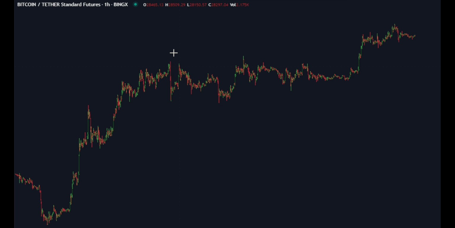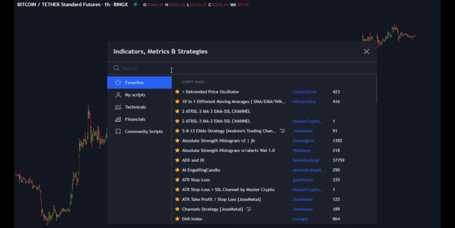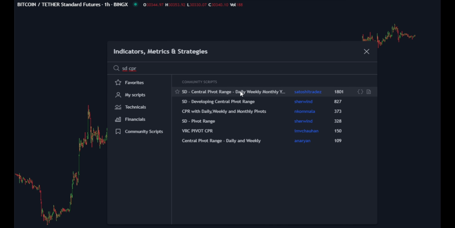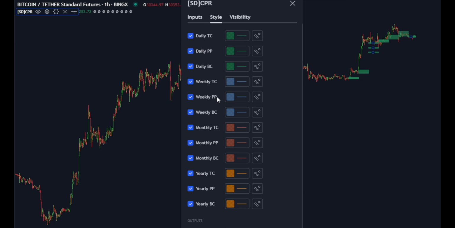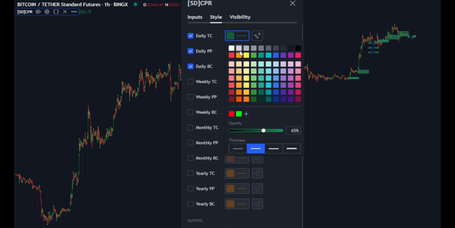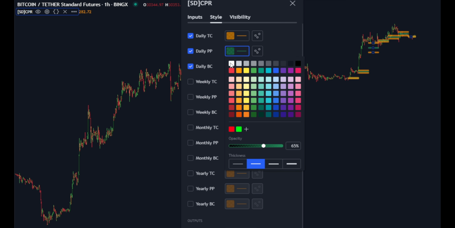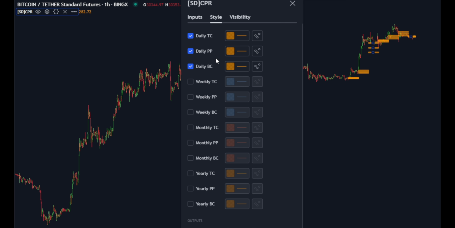We are going to look for the indicator in TradingView and write SDCPR and choose the one that was created by Satoshi Trades. And we are going to modify the style. We uncheck everything except daily TC, daily PP, and daily BC. And we are going to change the color to orange of these three options. And then we're going to increase the opacity to 90%.